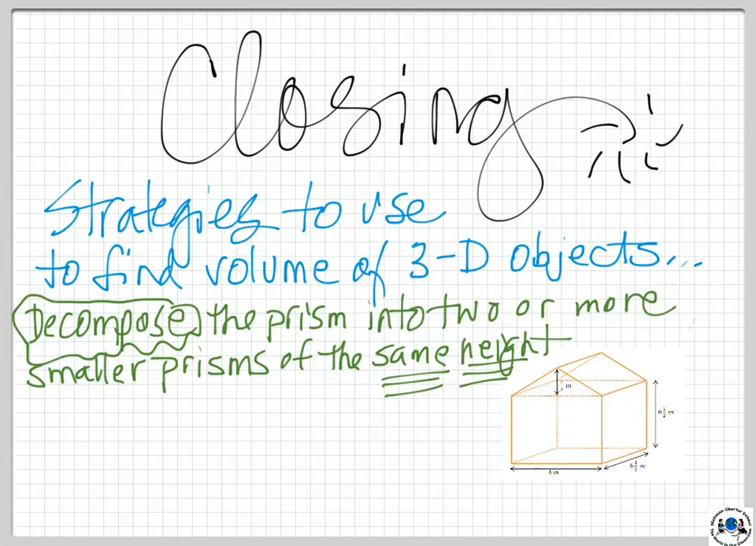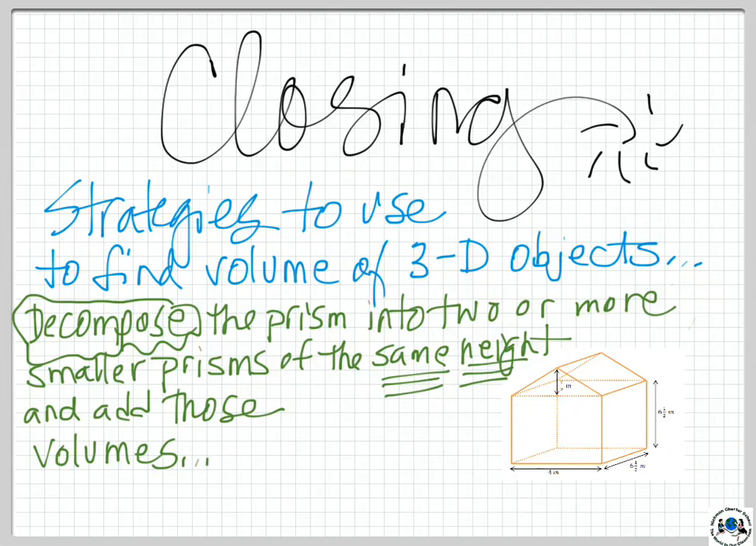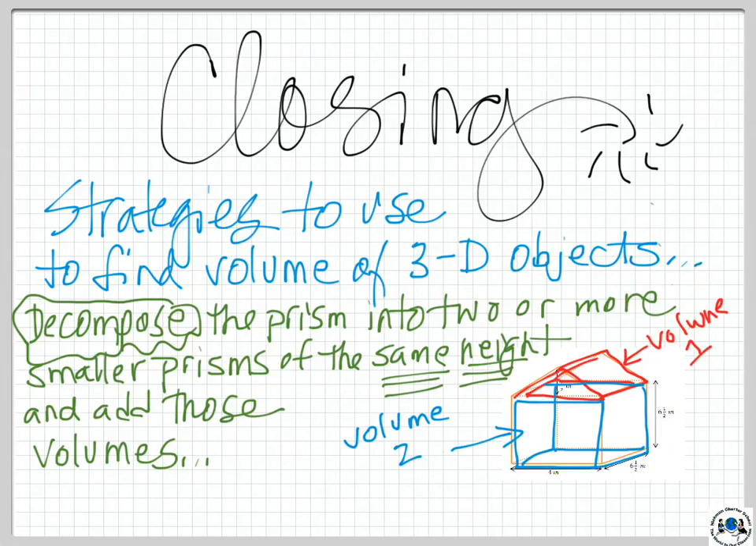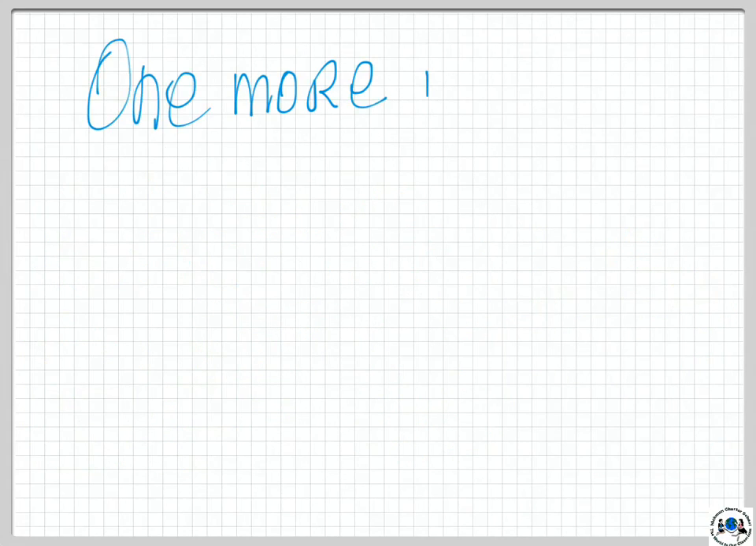So decompose the prism into 2 or more smaller prisms of the same height, and that is really important. It's underlined 3 times there, because the same height is a very important aspect. And then we add those volumes. We find the volume of that right triangular prism, and then the volume of that right rectangular prism, and then we add those 2 up.